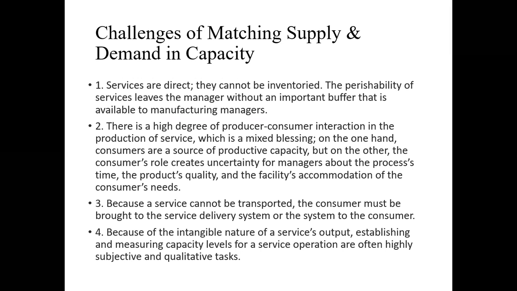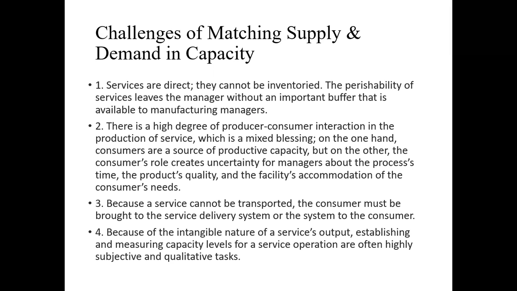Now, coming to the challenges of matching supply and demand in capacity, the first important one is that services are perishable. We have already discussed that service cannot be inventoried, and it is very perishable in nature. So this is the most problematic thing faced when meeting supply and demand.